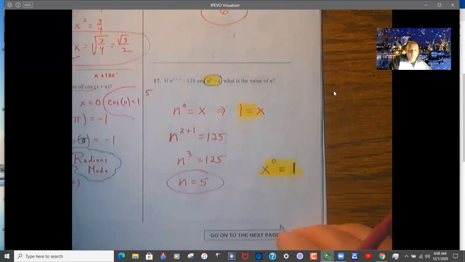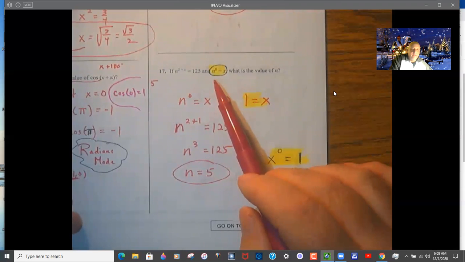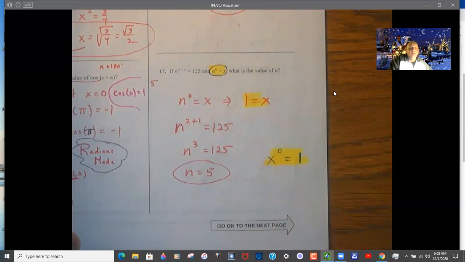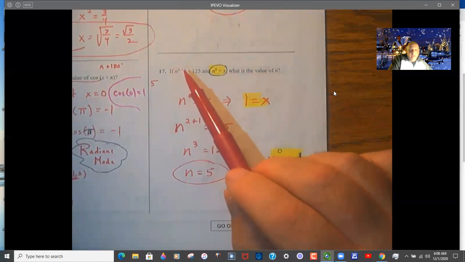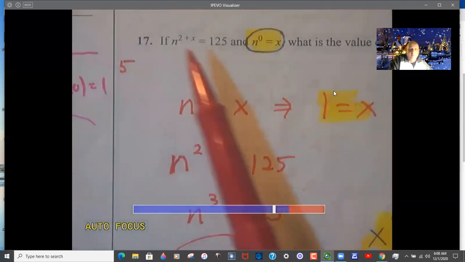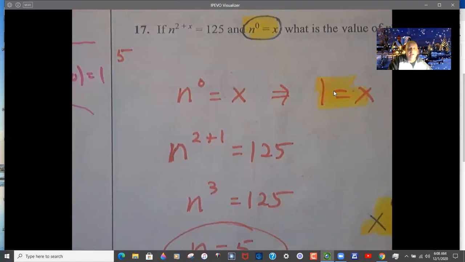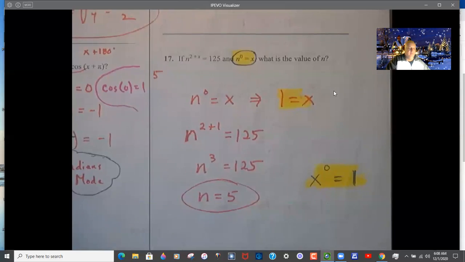Problem 17, here's another one that's challenging. So n to the 0 equals x. Anything to the 0 power is 1. Okay, that's set up by definition. There's a reason for that, which I'm not going to explain right now, but there's a reason for that. So x is 1. Knowing that, you come over here. It's a little bit hard to see. So you put that in, so n to the 3rd is 125. Then you have to know what number cubed is 125, and that is 5.